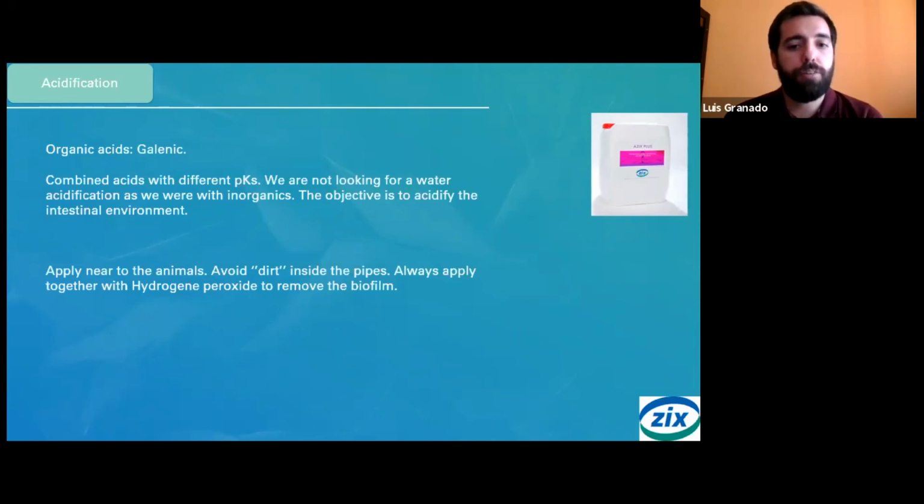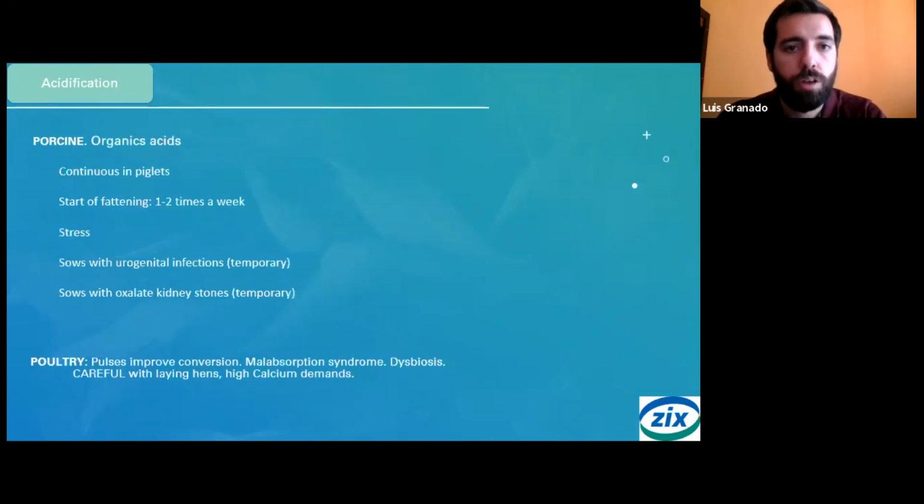Don't use these kind of acids, for example, into the deposits to decrease pH and allow chlorine to work. Just remember that. So when can we use it?